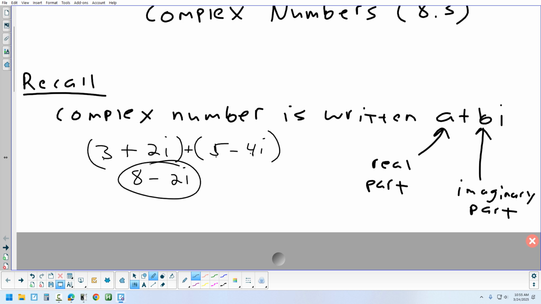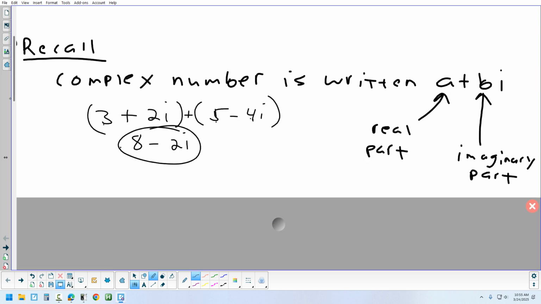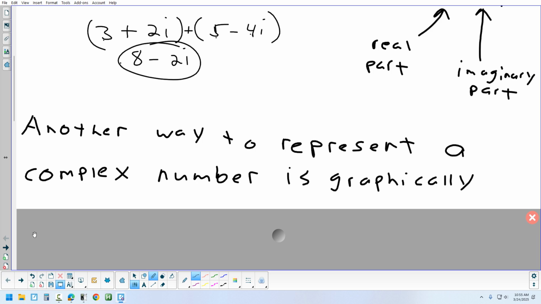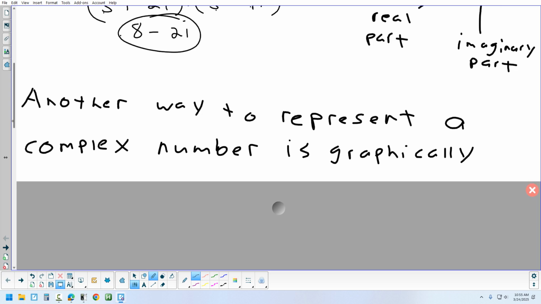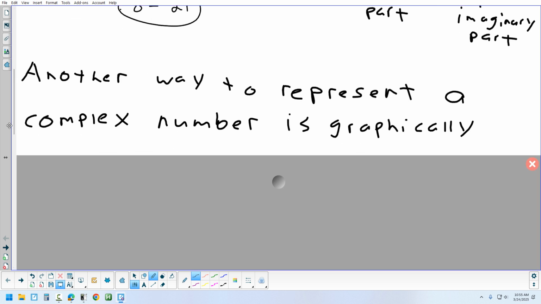Multiplying and dividing, not as simple. We've done multiplying and dividing, and we're going to review how you do it. But if we can learn how to write it in trig form, it's going to make multiplying and dividing complex numbers much easier. So I'll review how we've done it in standard, and then we'll learn how to do it the new way. One thing we have to learn is if we're going to start writing complex numbers in trig form, we have to know how to graph a complex number.